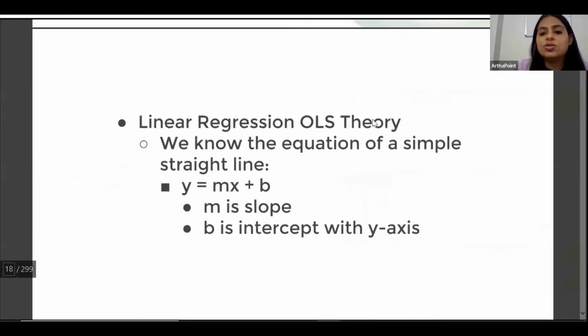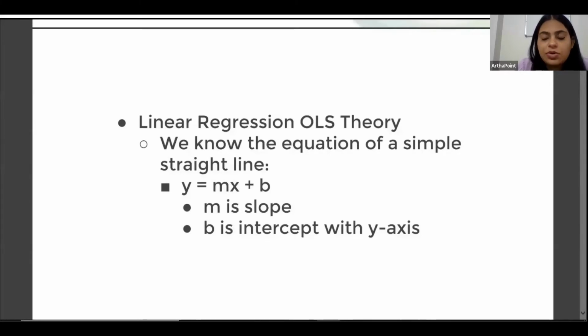A linear regression can be understood using a very simple equation, and this equation is y is equal to mx plus b. Understand that this is the equation that you might have seen in your college life, you might have seen in your school life. So here y is the variable that you take on the y-axis, m is the slope, b is the intercept on the y-axis, and x is the independent variable.